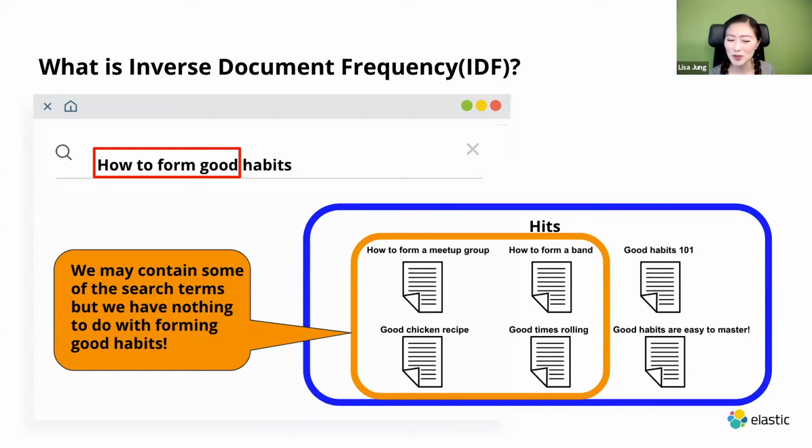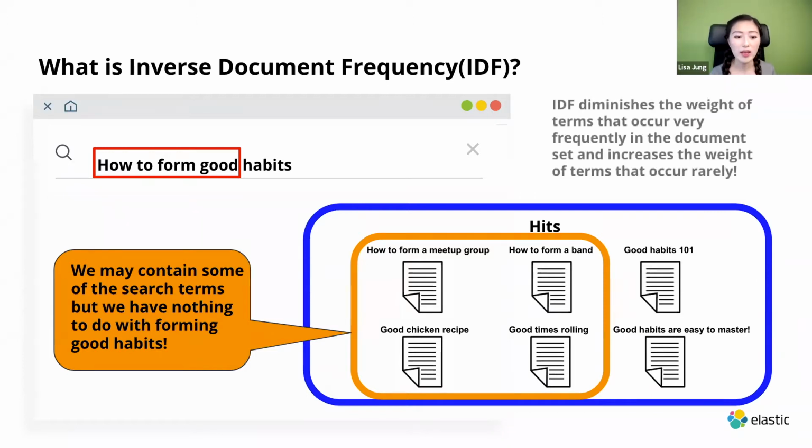But because of term frequency, if these commonly found search terms were found in high frequency in any of these documents, they are going to end up with high scores, even though they're irrelevant to the query. So Elasticsearch offsets this with inverse document frequency.